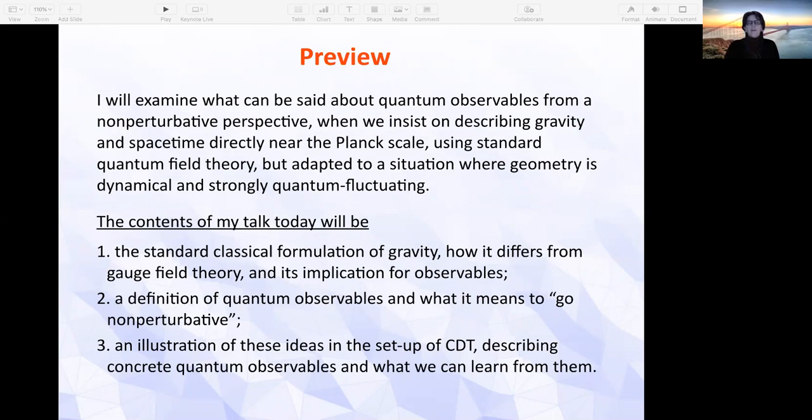Very briefly, to summarize what I will be talking about, I will first spend some time talking about the standard classical formulation of gravity, how it differs, for example, from gauge field theory, and what that implies for observables, specifically the role of the diffeomorphisms in gravity. Then I will define what I mean by a quantum observable and what it implies to go non-perturbative. As a concrete illustration of these ideas, I will then talk about what one can do in the framework of causal dynamical triangulations, or CDT, and describe some concrete quantum observables and what we can and have already learned from them.